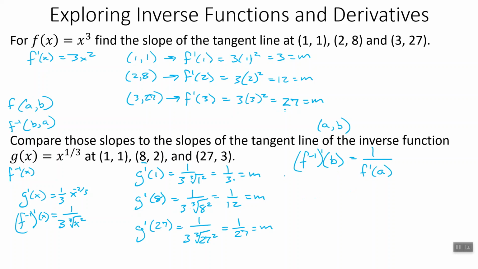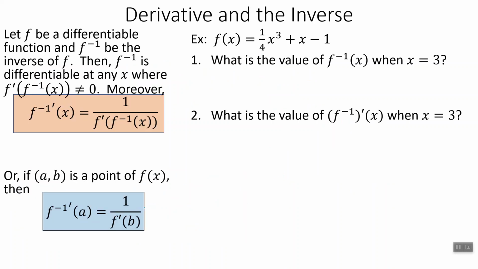All right, and here's that rule right here. We switched a and b around the other way, but again, we can do that any way we want with the points. That's fine. And if we do it with x's, here it is with x's. So the derivative of the inverse is always equal to 1 over the derivative of the regular function evaluated at the inverse of the original x.